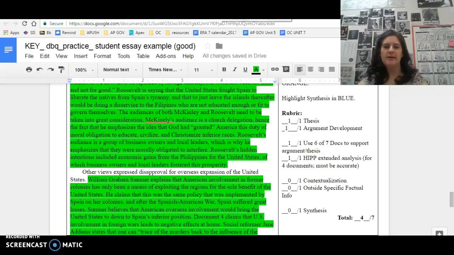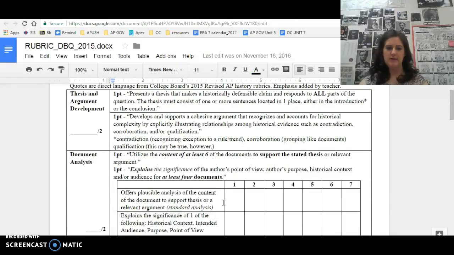Now, argument development is kind of the last point that you would give to a student. This one, and the quote is up here, develops and supports a cohesive argument that recognizes and accounts for historical complexity by explicitly illustrating relationships. They do that very well with documents 3 and 5 by talking about contradiction, corroboration, or qualification. So this one, you're looking at consistency. Do they maintain their argument throughout? Do they argue something different by the end of the essay? And do they group the documents and corroborate evidence to support a strong, cohesive argument? And the answer is that they do. This essay does discuss the documents and maintain an argument throughout, which is why they get that point.